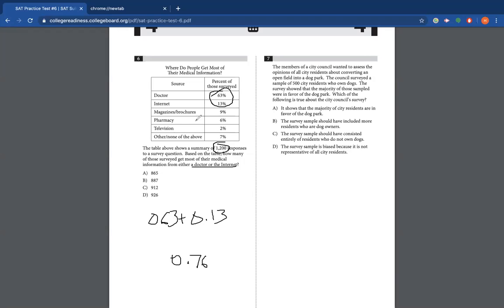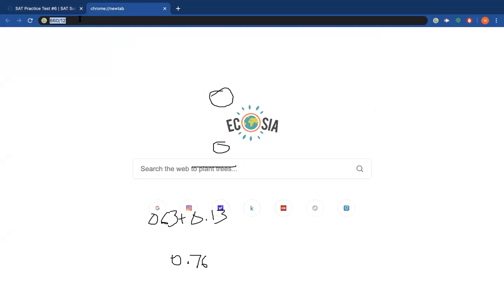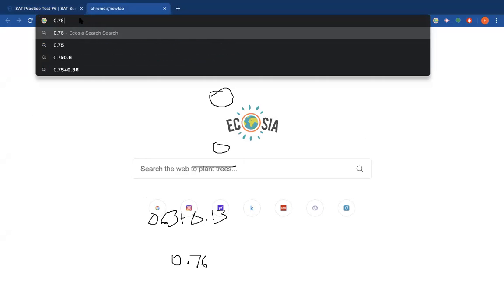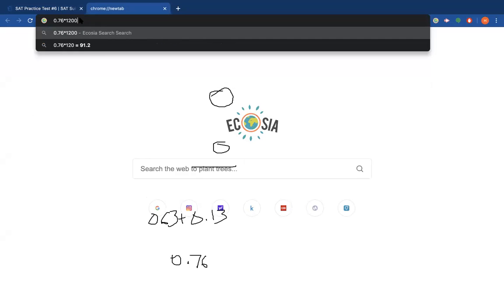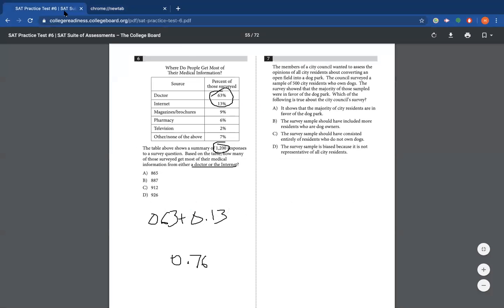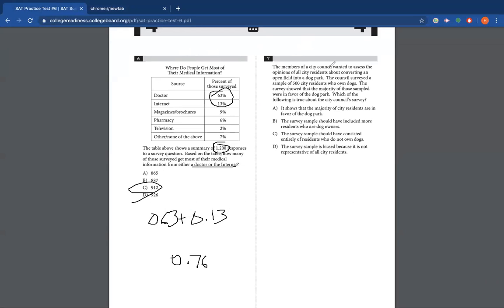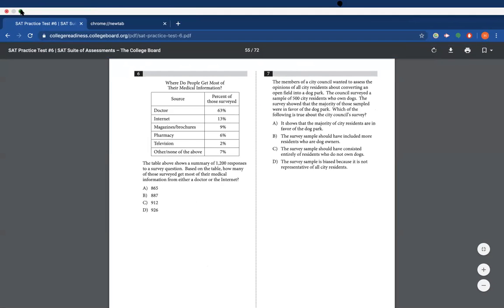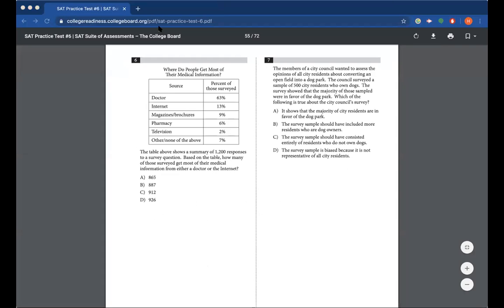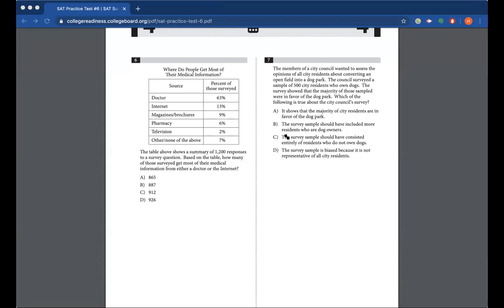0.76. Multiply that by 1,200, we get, let's see, 0.76 multiplied by 1,200. 912 is going to be our answer. In fact, I need to do something over here. Let me try if this works. I'm going to break this out, increase the type size right here, and I'll go, Google has a calculator.